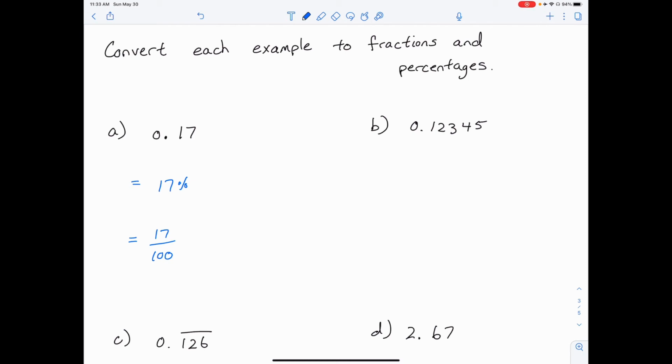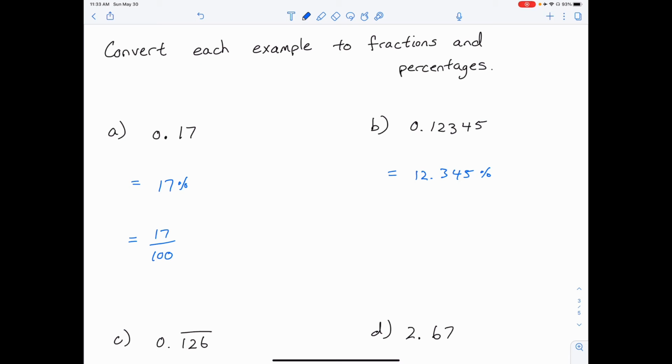Now let's take a look at one where it's a bit longer. So 0.12345. Again, I can multiply by 100%, which means the decimal moves 2 places to the right. So we get 12.345%. Now this written as a fraction is going to be a little bit different. So if we write this over 100, we don't want decimals occurring in our fraction.